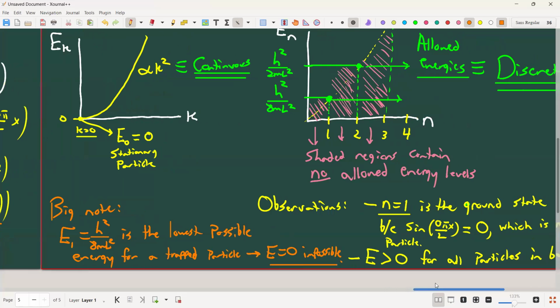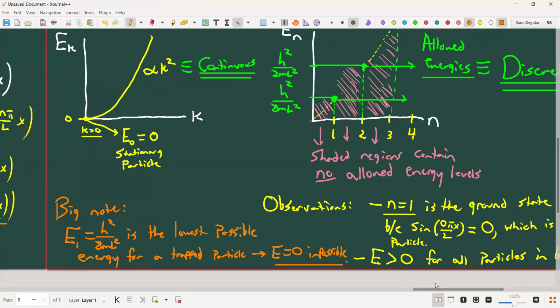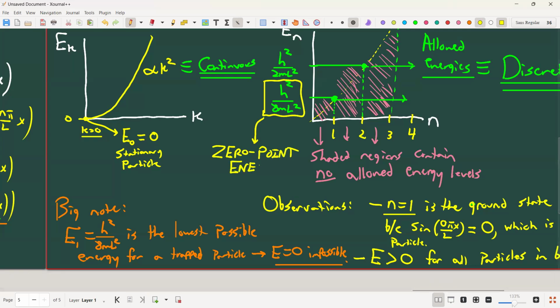Right. I'm about to introduce a term that we'll revisit when we talk about bonds. It'll become very important with bonds. There's a specific term for this residual energy. I'm just going to introduce it now. This residual energy, this is what's called zero point energy. That's a little messy.